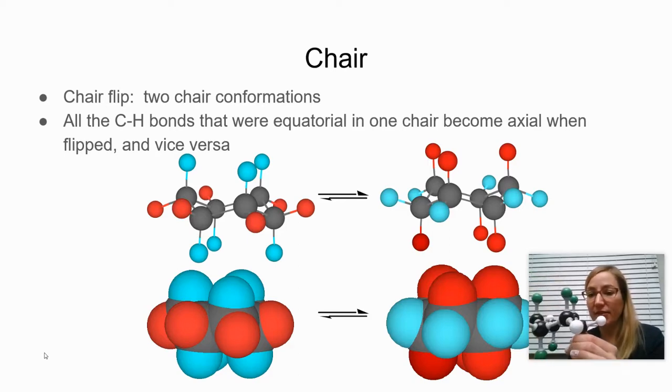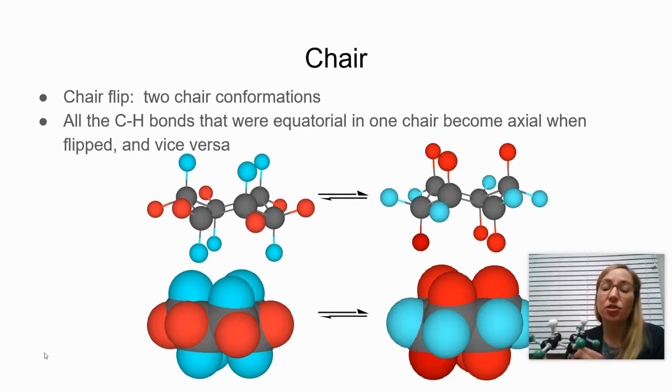These axial hydrogens are the ones that are straight up and down, and now white is coming out equatorial. When I flip it one more time, I've got axial white, and equatorials are all green coming out. So whenever we do that chair flip, any hydrogen or group that was previously axial becomes equatorial, and vice versa. They just swap their positions, axial for equatorial, upon a chair flip.